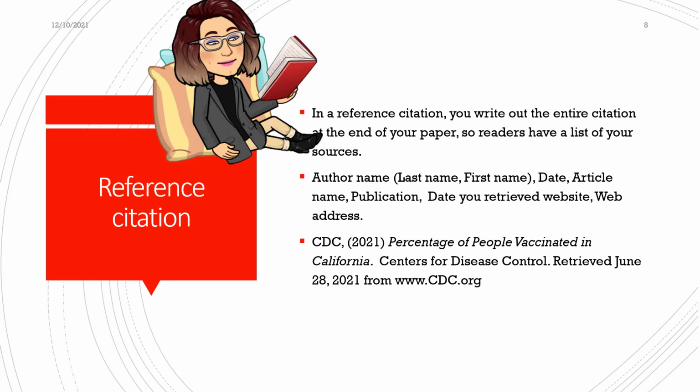Then you write your article name, percentage of people vaccinated in California. Then you write the publication, which can also be the website name, Center for Disease Control. Then you write the date in which you retrieved the website. So retrieved June 28, 2021 from www.cdc.org.